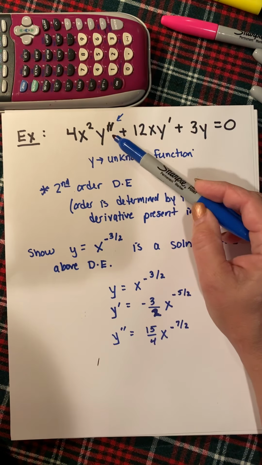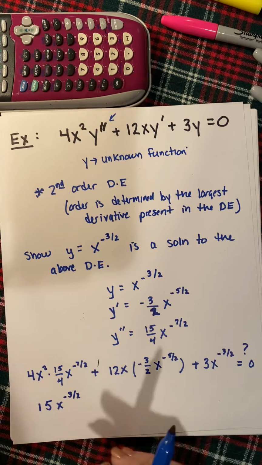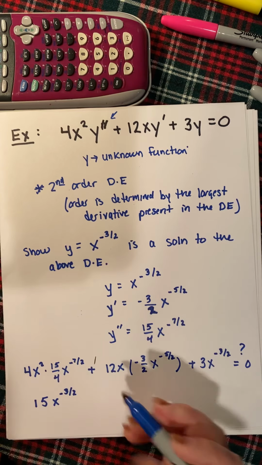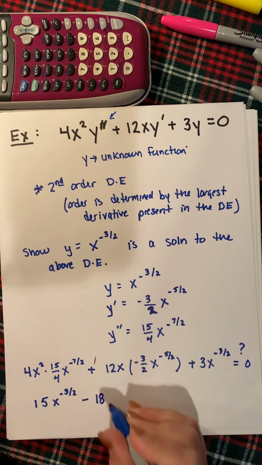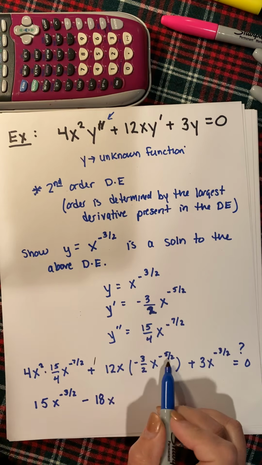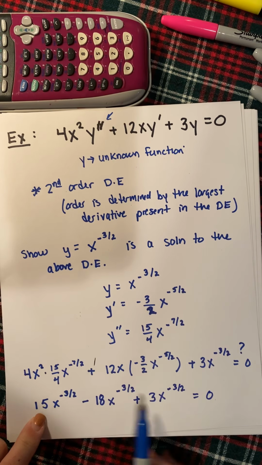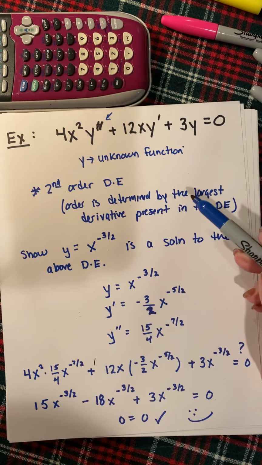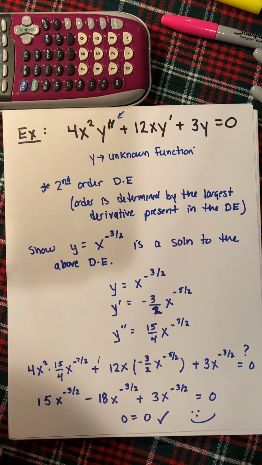Well, let's just do the algebra here. 4 times 15/4 is 15. x, well, add 2 to negative 7/2, so 2 plus negative 7/2 is negative 3/2. 12 times negative 3/2 would be negative 18. And then it would be x, well, 1 minus 5/2 would be negative 3/2. Plus 3x to the negative 3/2. And look how nicely that worked out. If we have 15 of something and we subtract 18, we're at negative 3. We add 3, we get 0 equals 0. So this is a solution to this second order differential equation.